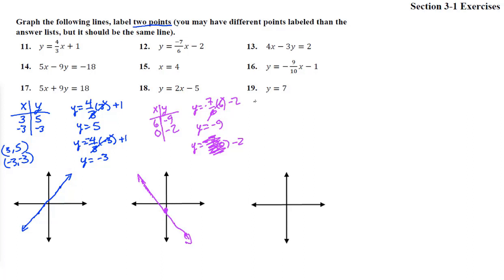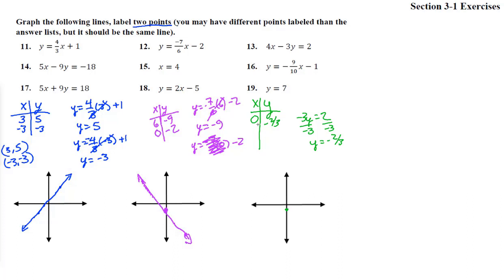And number 13, let me see, 4x minus 3y equals 2. Hmm, not one that's really obvious here. Let's go for an intercept. When x is 0, we get 4 times 0 minus 3y equals 2. Divide by a negative 3, divide by a negative 3, y equals a negative 2/3. Okay, good. So 0, negative 2/3, probably about right there.